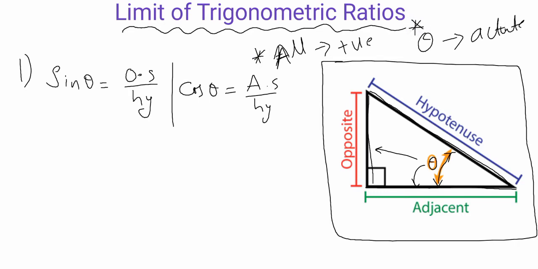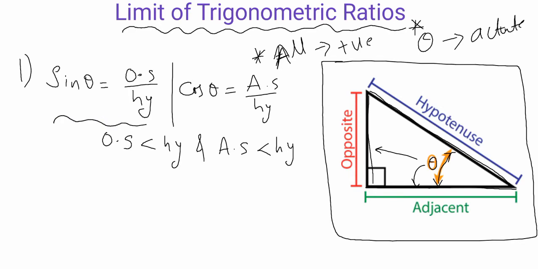Next, sin theta means opposite side by hypotenuse. Cos theta means adjacent side by hypotenuse. As we know, opposite side is always less than hypotenuse, and adjacent side is also less than hypotenuse. We know why, because in a right triangle hypotenuse is the longest side, so opposite and adjacent sides are less than the hypotenuse. Means the sin theta becomes less by more. Less by more means it is always less than 1. It is like a proper fraction.